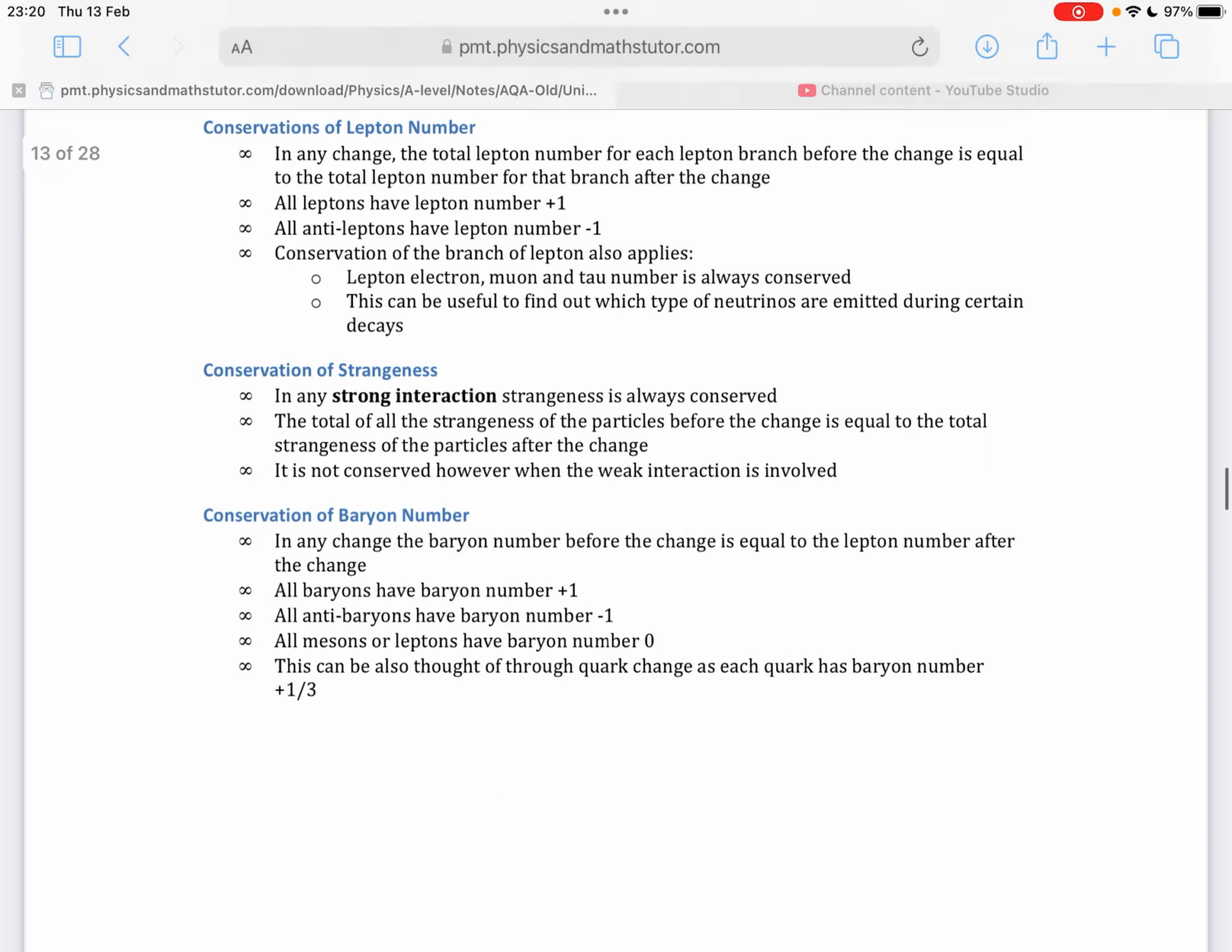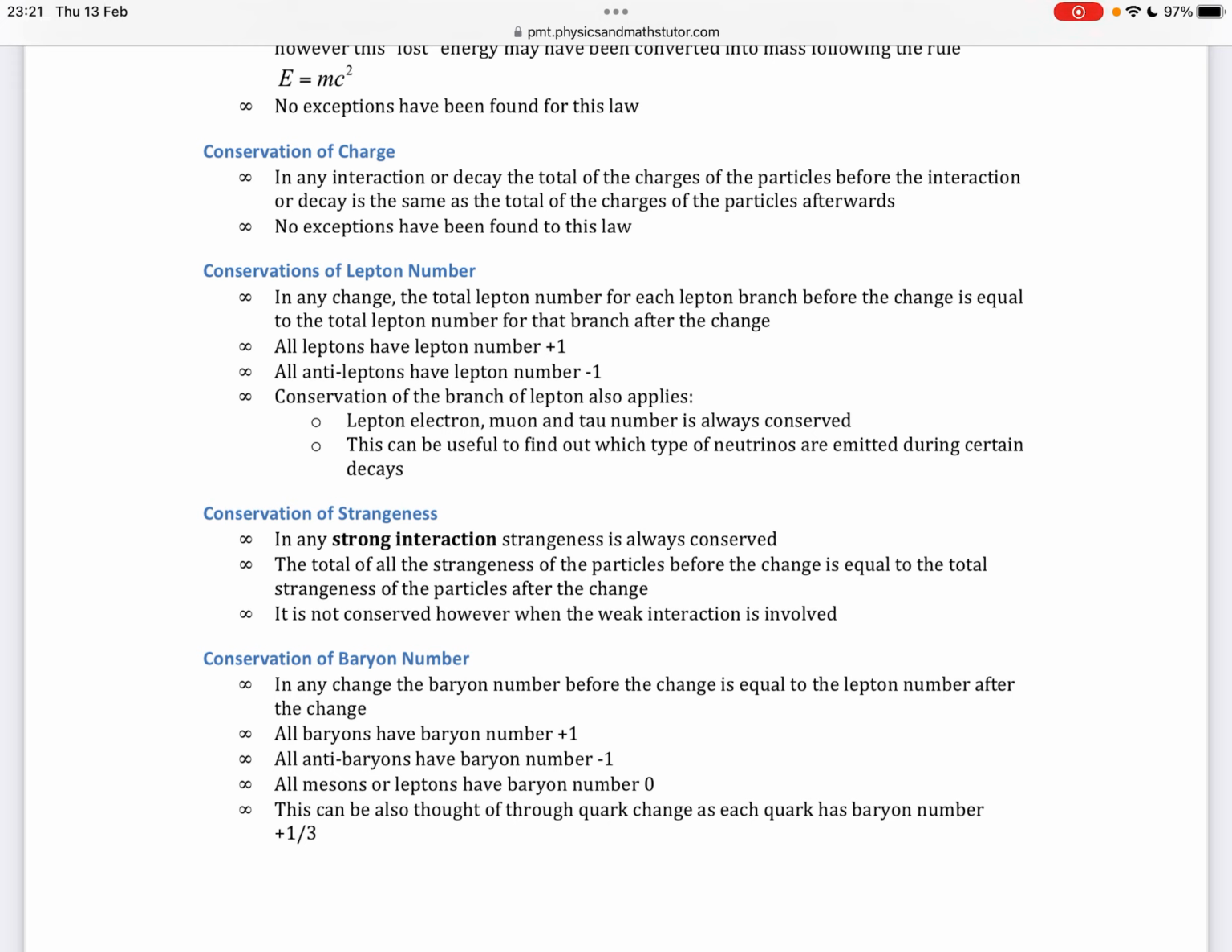Conservation of the branch of lepton also applies: the lepton electron, muon and tau number is always conserved. This can be useful to find out which type of neutrinos are emitted during certain decays. Conservation of strangeness: in any strong interaction, strangeness is always conserved. The total of all the strangeness of the particles before the change is equal to the total strangeness of the particles after the change. It's not conserved, however, when the weak interaction is involved.